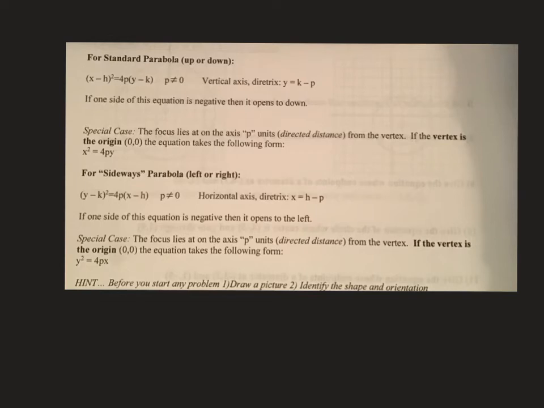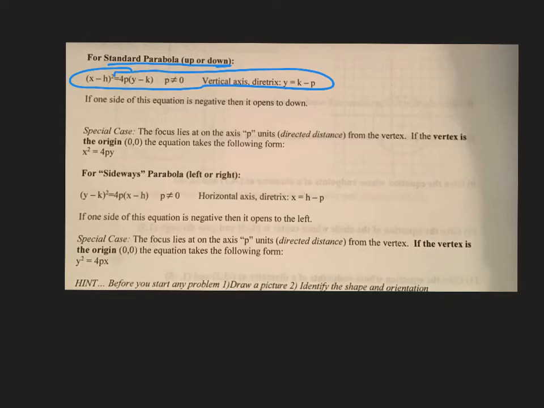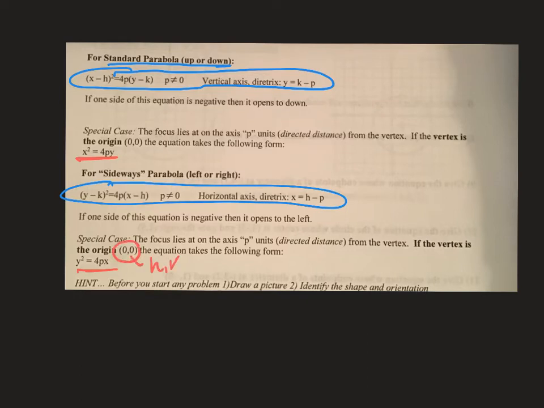These are the formulas you're going to need to know. For a standard up and down parabola, we have these formulas. I'm going to explain those in a second. And for a sideways parabola, we have these two formulas. I'm going to be really honest, I don't memorize these two special cases. The special case is where the vertex is at the origin. If the vertex is at the origin, then (h, k) is (0, 0), and all they're doing is plugging the (0, 0) into the formulas and simplifying them. But we don't need to memorize that special case. I'm going to talk about these two blue ones.